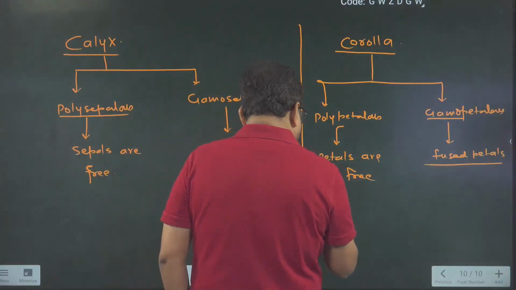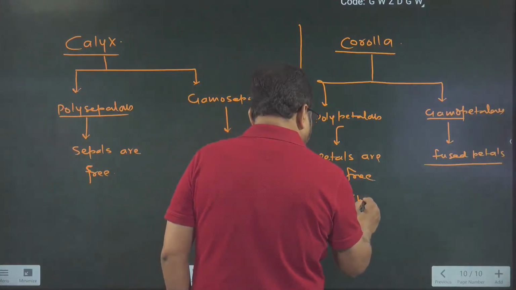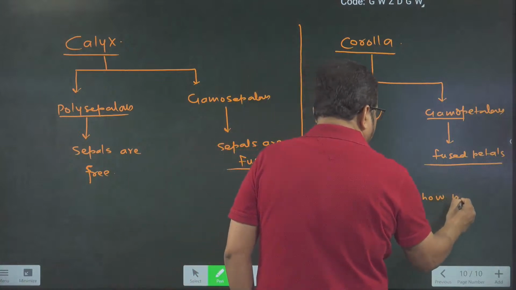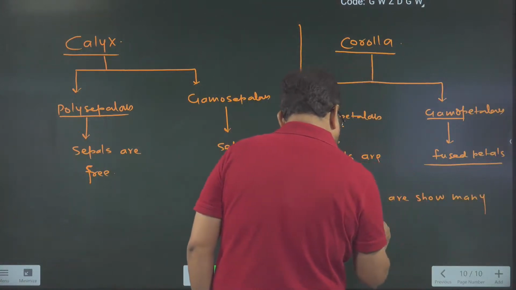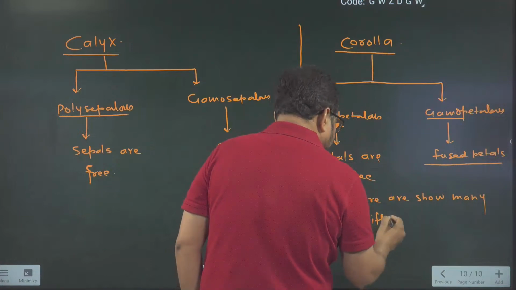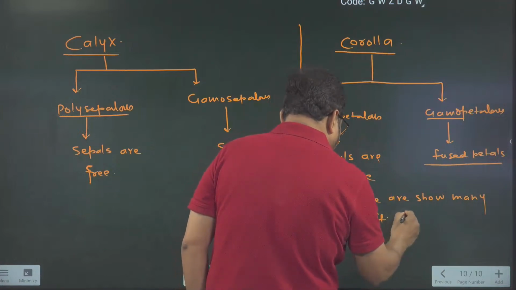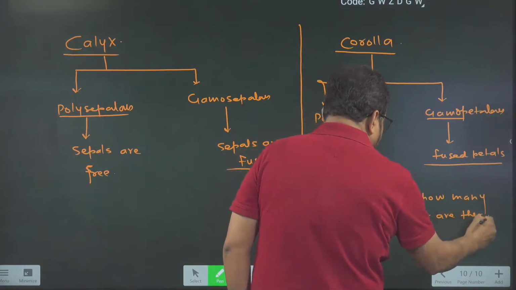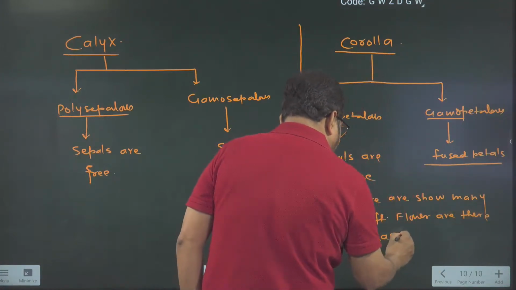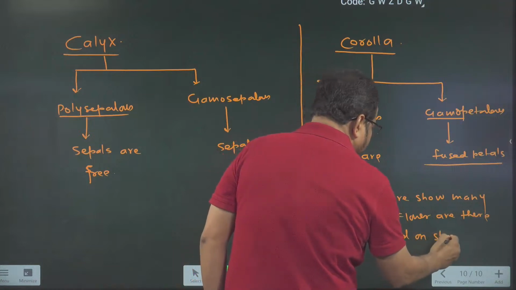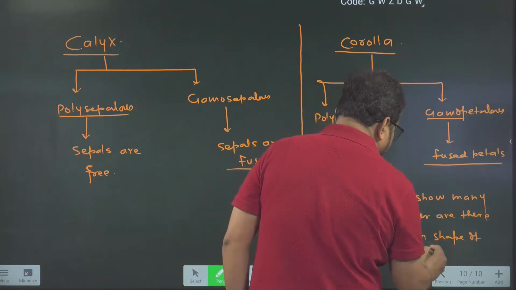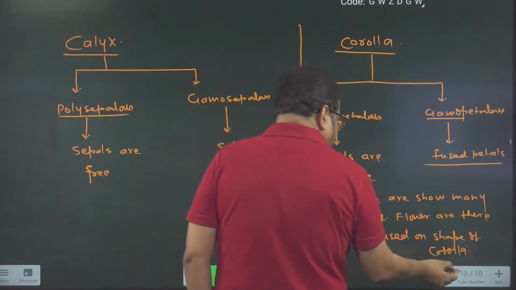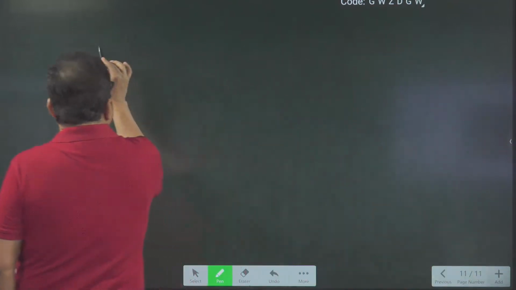So there are so many different flowers based on the shape of corolla. Got the idea? And based on the shape of corolla, how many conditions are we finding?